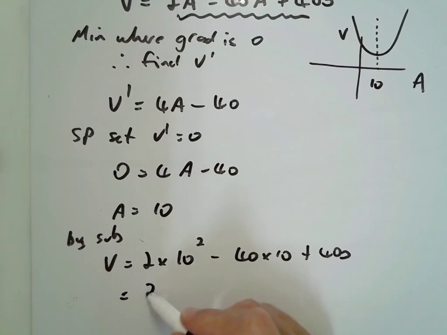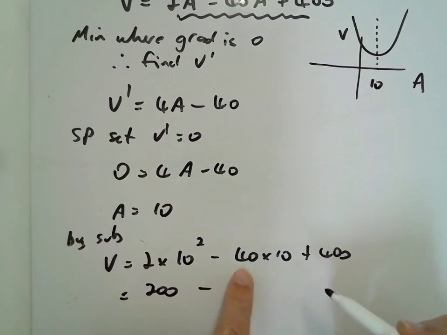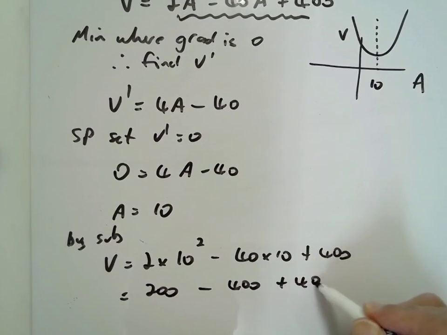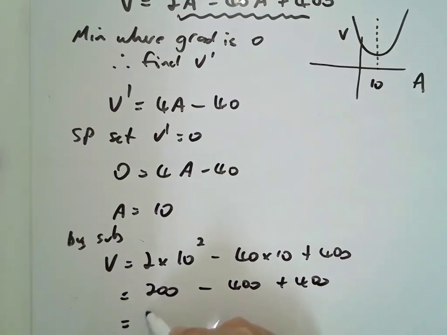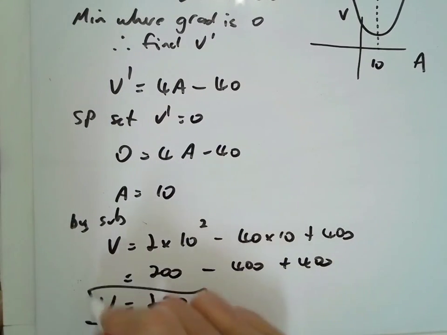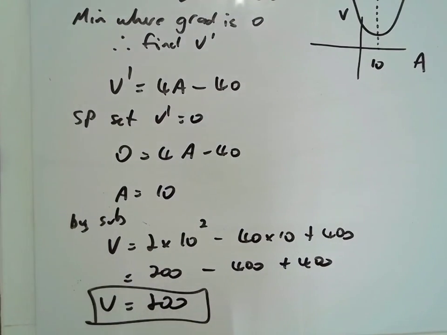100 times 2 is 200. 40 times 10 is 400. They cancel each other out. So the minimum value of the sum of the squares of two numbers where the two numbers add to get 20 is 200.